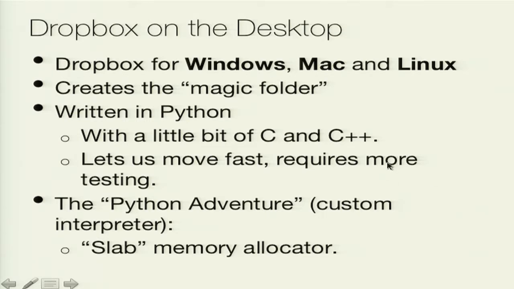Now, let's take a look at Dropbox on the desktop. That's for Windows, Mac, and Linux. It's what makes the magic folder. It's written in Python, so obligatory photo of Guido, who is now a Dropboxer, actually. And it's written mostly in Python, with a little bit of C and C++. Python is great because it lets us move really fast. Now, the downside, though, is that you need to have a lot of testing to make sure that you validate that you're doing the right things.